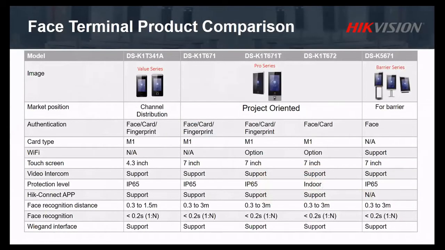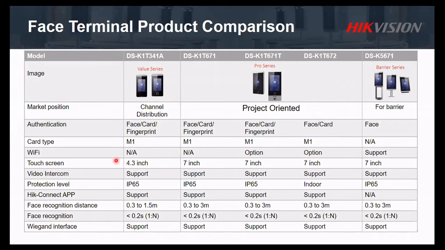All right, let's quickly have a look at the comparison between some of these products we just looked at. So we've got, let me just get the laser pointer there again. All right, so we've got the value series. So the value series, we can see we've got face, card, and fingerprint options in them. All of these devices will do M1, so MiFare 1 cards. Some of the devices do have an optional Wi-Fi.